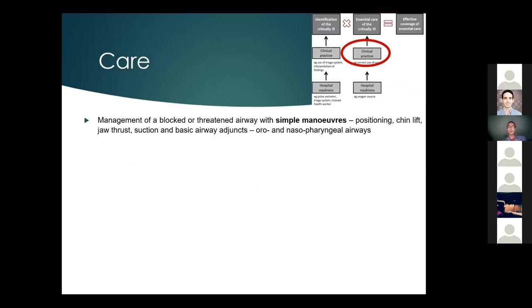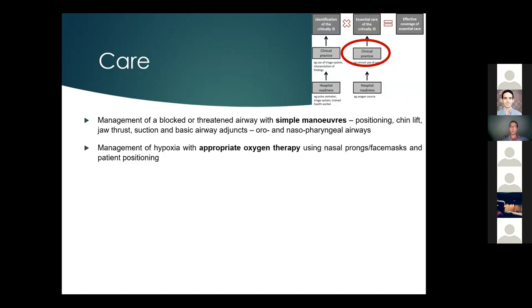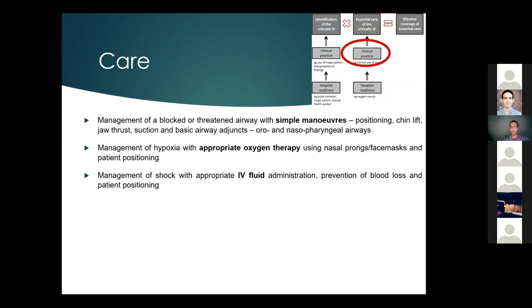The care, I'm going to go through this very quickly for the sake of time, but the ABC care includes these simple maneuvers for a blocked or threatened airway, such as positioning the patient right. An unconscious patient should be nursed lying on their side, not flat on their back. Oxygen therapy for hypoxia, and managing shock. If a patient has a compromised circulation, the mainstay of treatment is IV fluids, and there are other things that can be done.